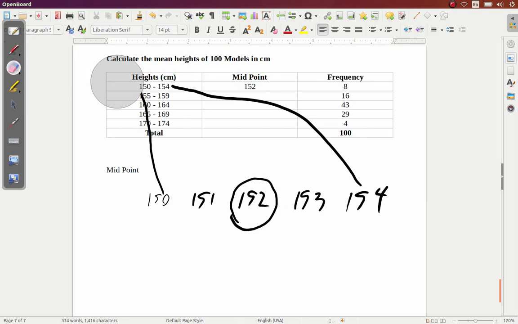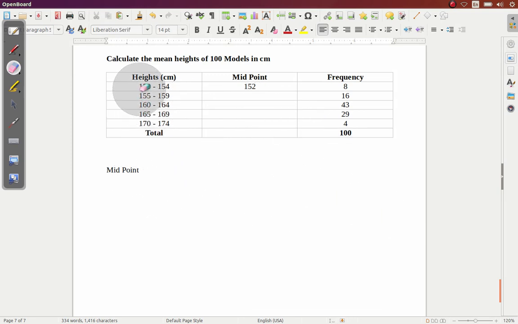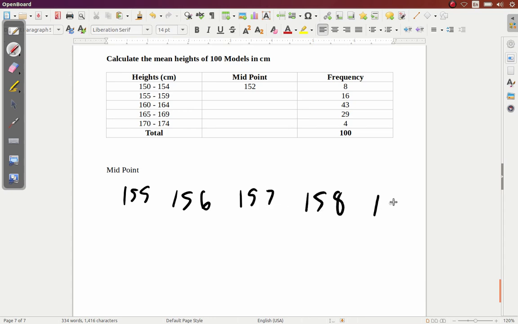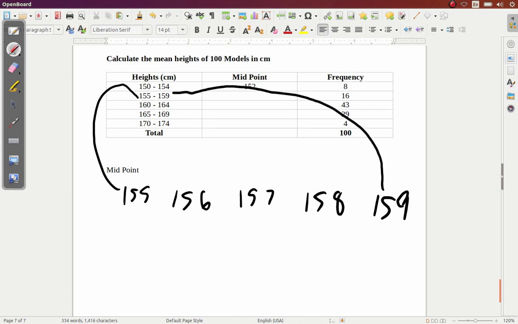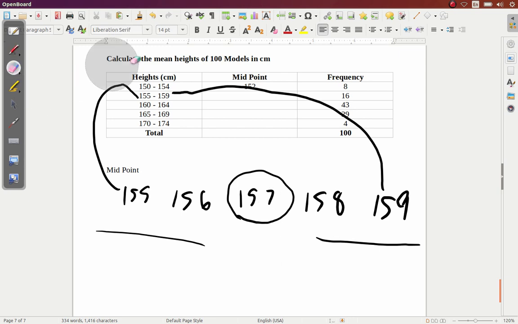Alright? Now, let us look at the other class. 155 to 159. We have 155, 156, 157, 158, 159. And we're using only the whole numbers. We know they are fractional values, but just the whole numbers. We're going from 155 right here up to 159 right here. From all of these, this one falls in the middle. You have 2 to the left and 2 to the right. So 157 we use for this.